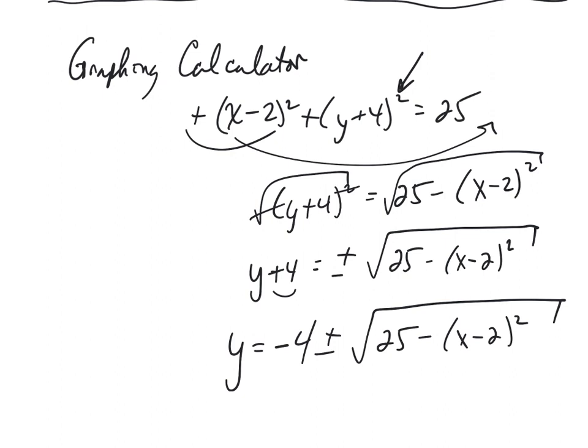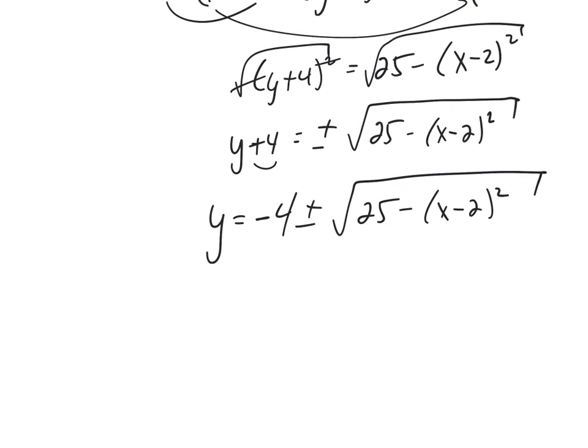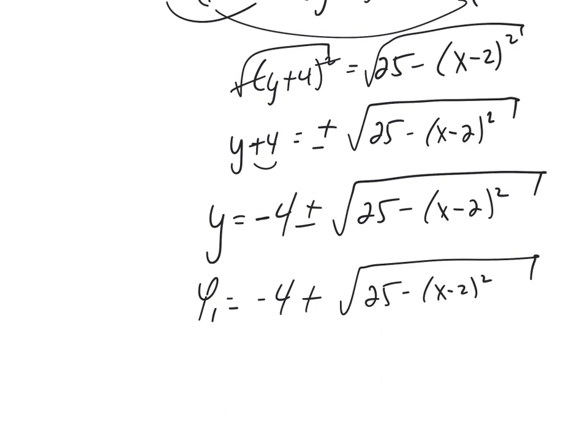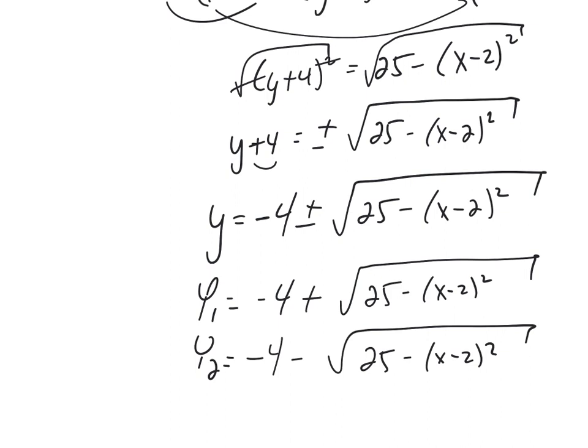Now we can't do both of these at the same time. So what we'd have to do is enter two of these. We'd have to tell our calculator for y1 to input negative 4 plus the square root of 25 minus x minus 2 squared. And then for y2, we'd have to tell our calculator to graph negative 4 minus the square root of 25 minus x minus 2 squared. So we'd have to enter both of those into our calculators and then hit the graph button.